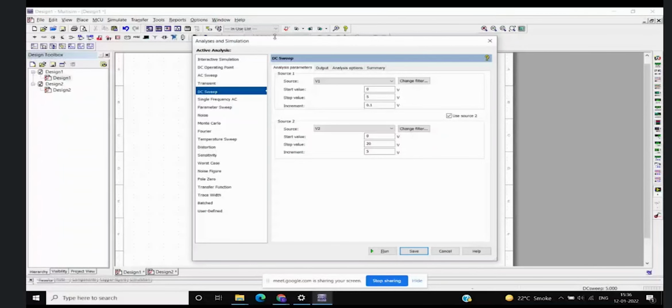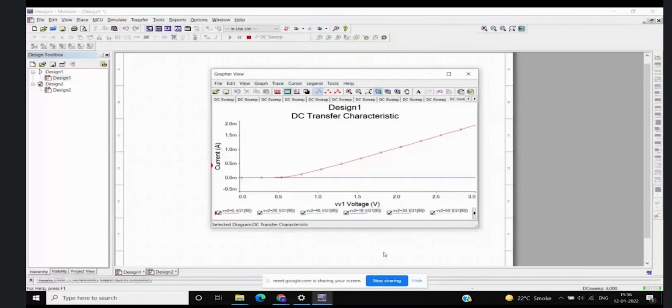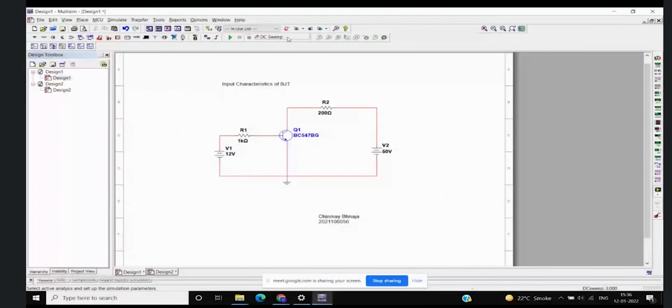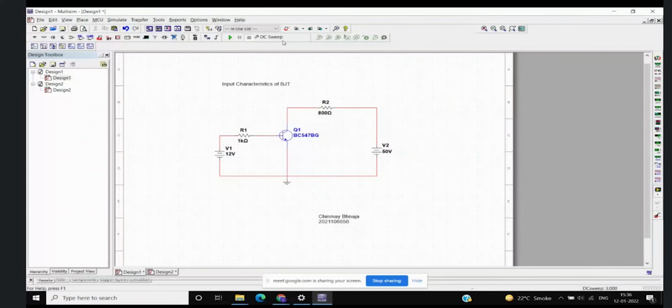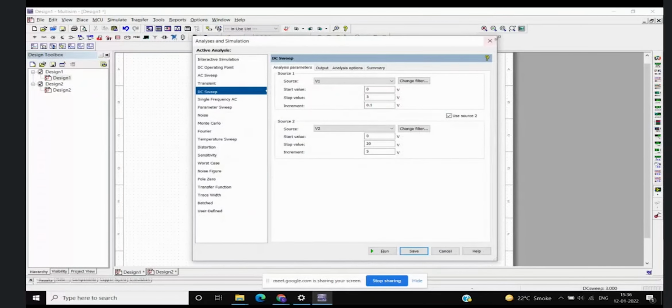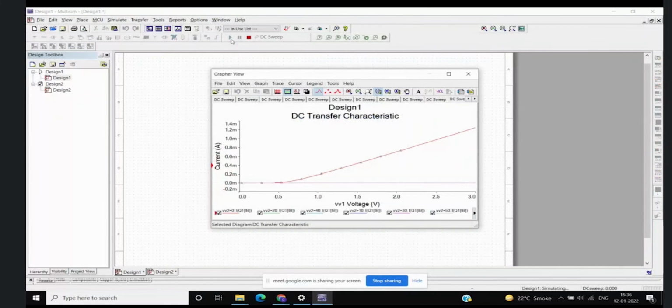Make the V1 stop value as 3. Run once again. Again, you are getting one value. Okay, close this. Increase the value of collector resistance a bit. Make it 800 ohm. Now run it. Directly run it from here. Why are you going to open that DC switch? Run it from here. Still you are getting the same value.